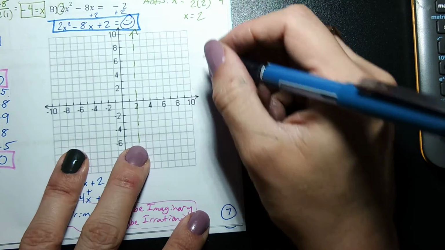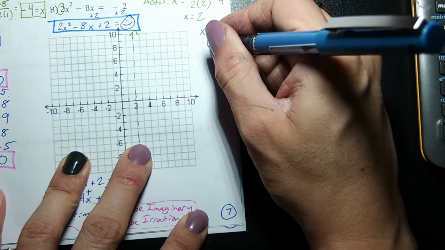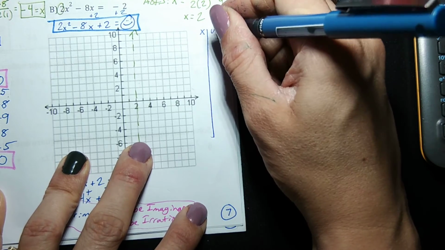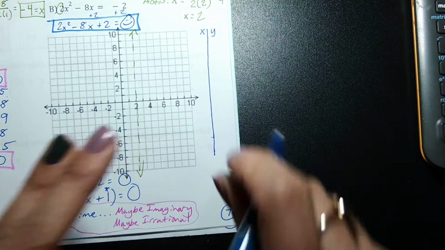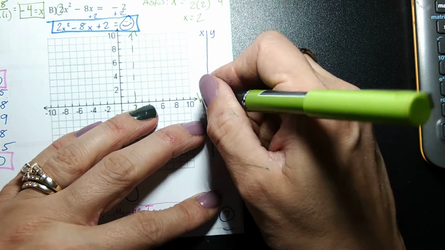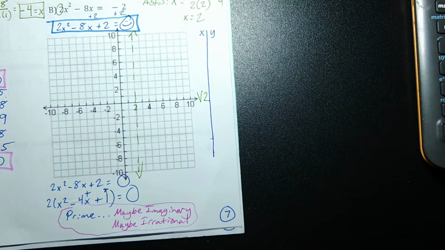Make a nice big xy table. And center it around that vertex x value of 2. Using your calculator, I want you to find the vertex y value and at least 4 other points, more if necessary, to try to catch those x-intercepts. 1, 2, 3, go.